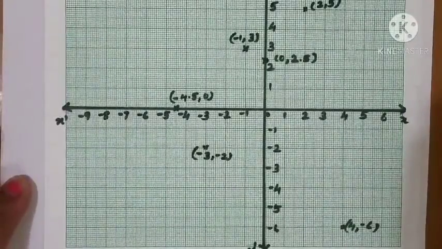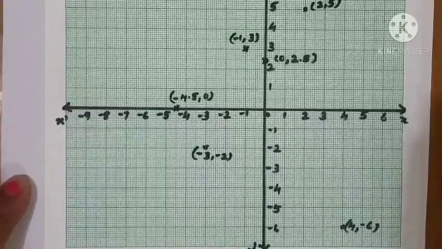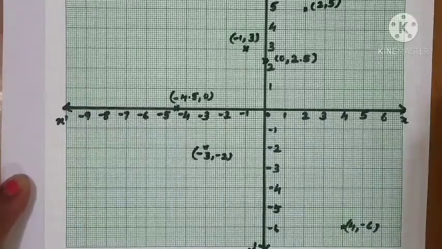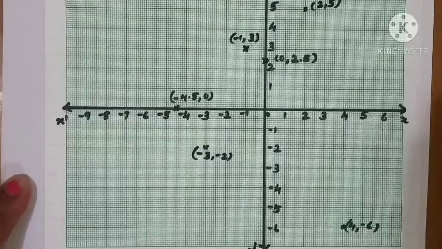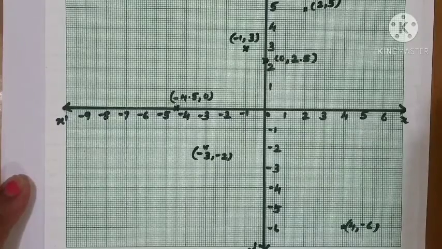All points are shown here. Just go through that one. When you are plotting the points, don't forget to write the x-axis and y-axis, because the naming of the axis also carries some marks in the marking scheme. So don't forget. Next question.